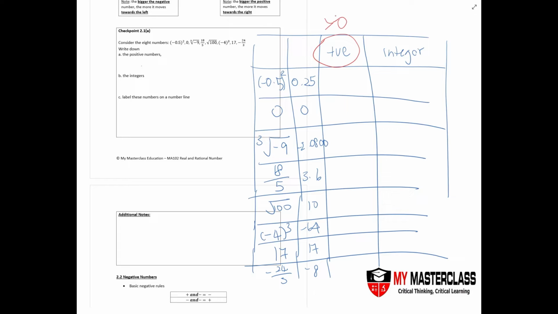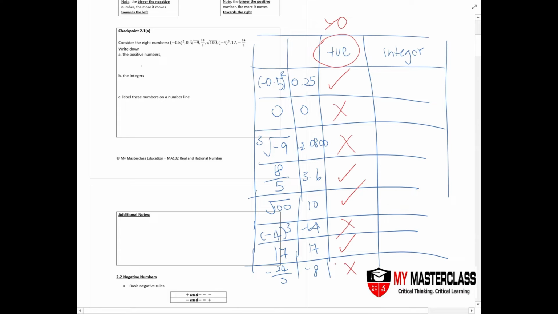Is 0.25 more than 0? Yes, of course. Is 0 a positive number? No, because you don't see an equal sign here. Is -2.08 a positive number? No, it's a negative number. Is 3.6 a positive number? Yes. Is 10? Yes. Is -64? No. Is 17? Yes. Is -8? No.